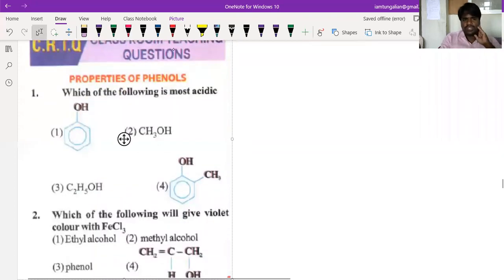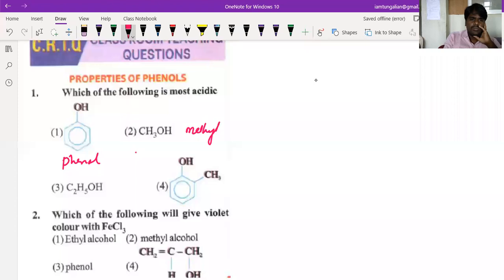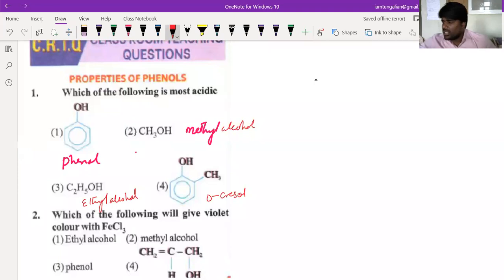Look at some of the questions on the properties of phenol. Which of the following is most acidic? This is phenol. And this is methyl alcohol. This is ethyl alcohol. And this is ortho-cresol. What is the general acidity order of phenols?